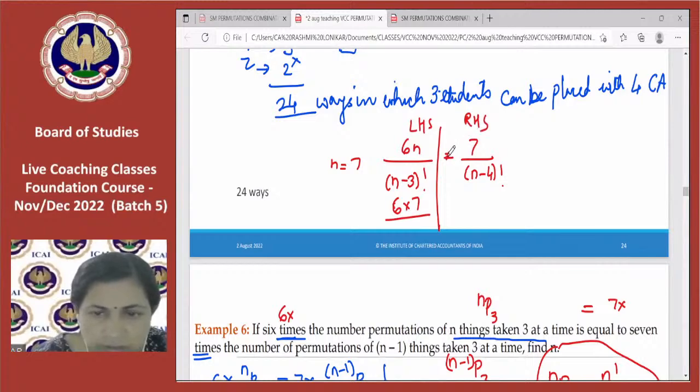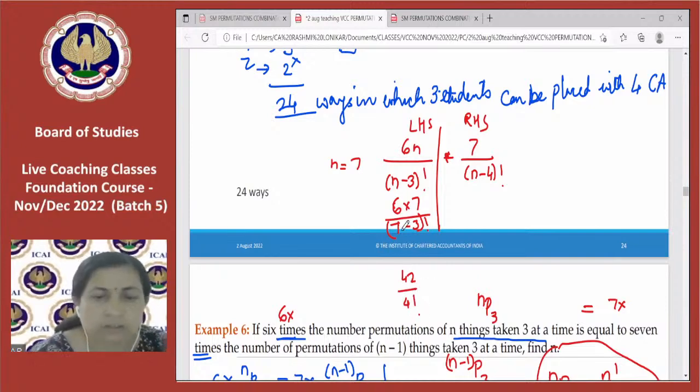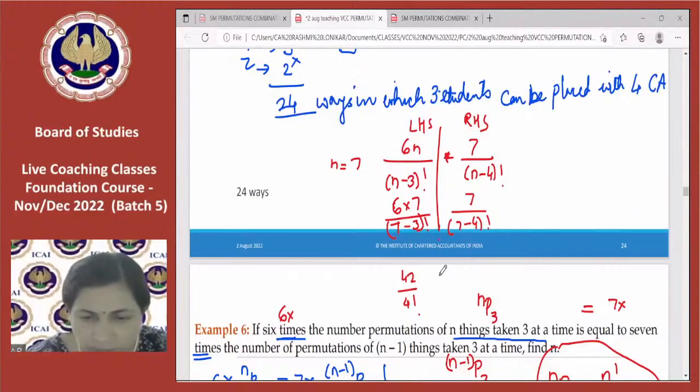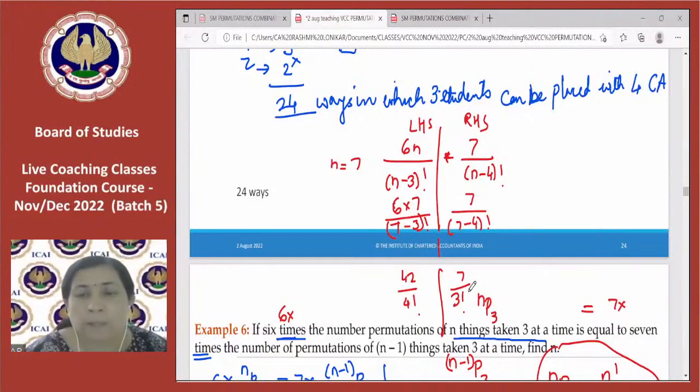This will be 6 into 7 upon n minus 3 factorial. So this is 7, and this is 7 minus 3. How much is 7 minus 3? So this is equal to 42 upon 4 factorial. What will happen over here? This is 7 upon n minus 4 factorial. How much is n? 7. 7 minus 4 factorial. So this is how much? 7 upon 7 minus 4 is 3, so 3 factorial.